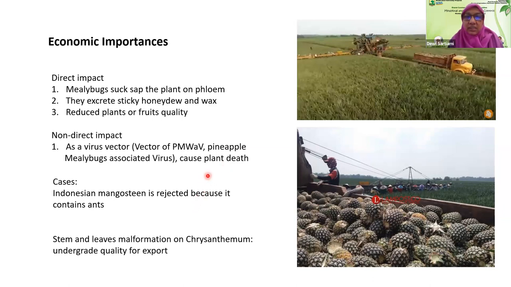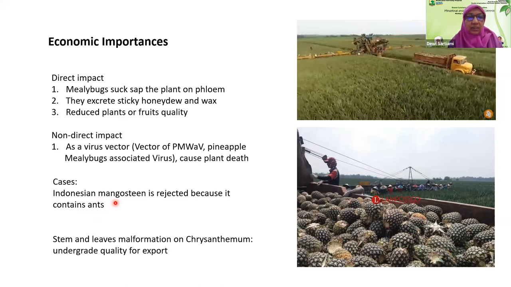So what is the case in Indonesia? Indonesia had our mangosteen rejected once, maybe many years ago, but now we can export our mangosteen to other countries. But firstly, when we exported our mangosteen it was rejected. Because what? Because it contained ants. Why ants there? Because ants have a mutualistic symbiosis with the mealybugs. So we have to be careful too with the ants.